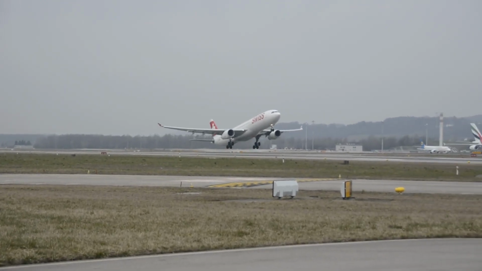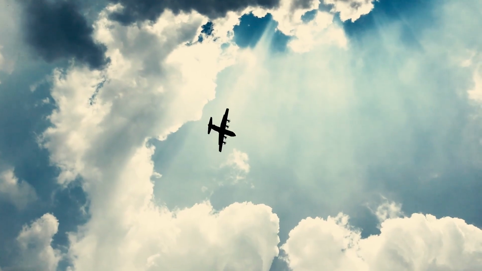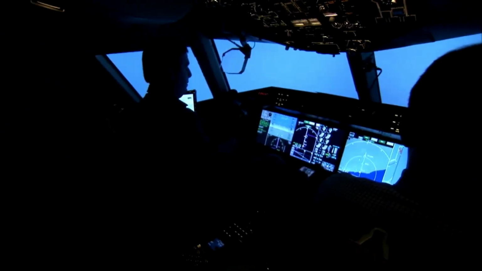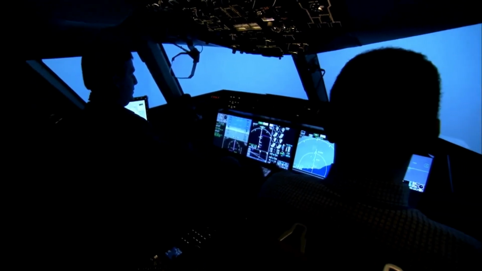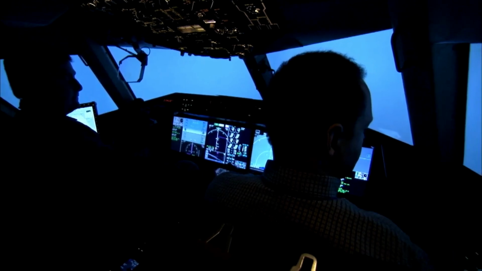When lift beats weight, the airplane goes up, and when the thrust beats drag, the airplane moves forward. It's as simple as that. A pilot's job is to constantly manage these 4 forces to keep the airplane in motion, flying smoothly.